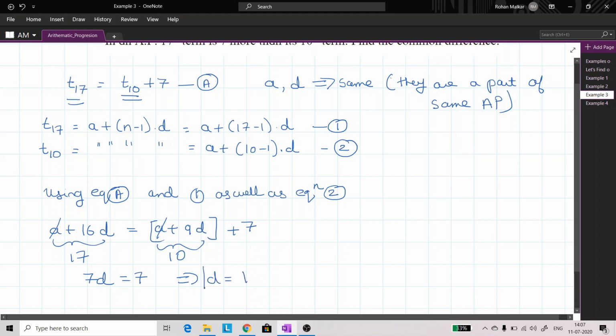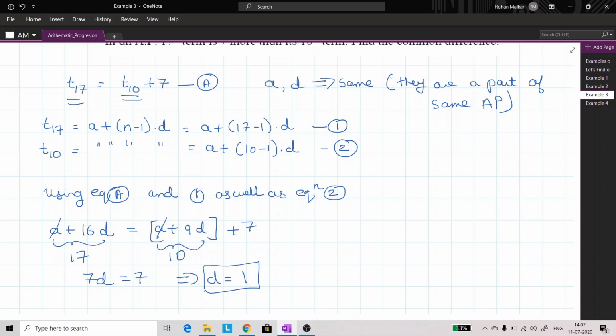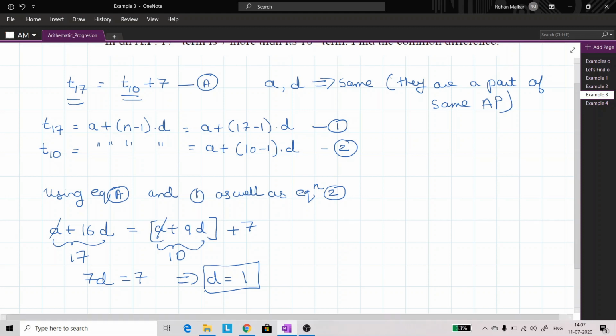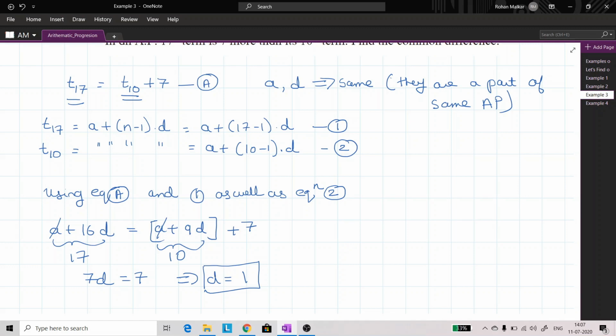Simple. Okay, so we evaluated in the first sum how to find out the Tn value. Then in the next sum we evaluated how many terms are present, that is n, and in this sum we evaluated what is the common difference. So let's proceed to the next example.